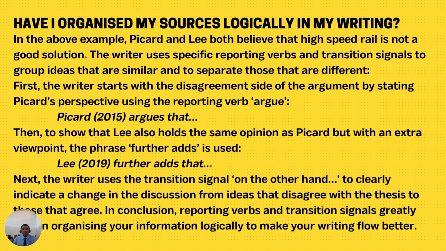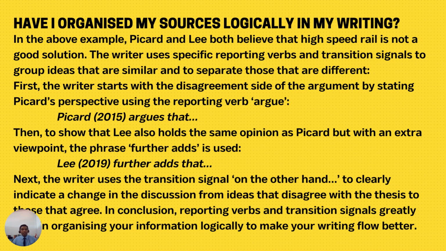In the above example, Pickett and Libels believe that high speed rail is not a good solution. The writer uses specific reporting verbs and transition signals to group ideas that are similar and to separate those that are different. First, the writer starts with the disagreement side of the argument by stating Pickett's perspective using the reporting verb argue. Argue has a negative connotation, meaning against the idea. And then Lee furthest adds, which means that Lee supports Pickett's idea.